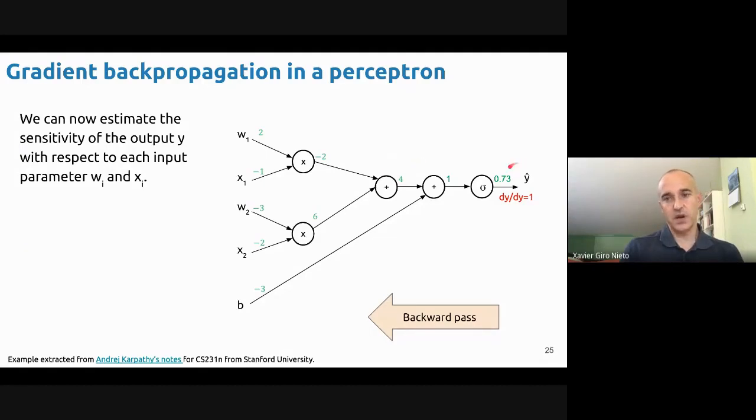Actually, the first point here is that I'll do the propagation. The first point is the gradient, let's see, of the output with respect to itself. So there will be a 1 that we're going to inject here. And let's start now with the sigmoid.